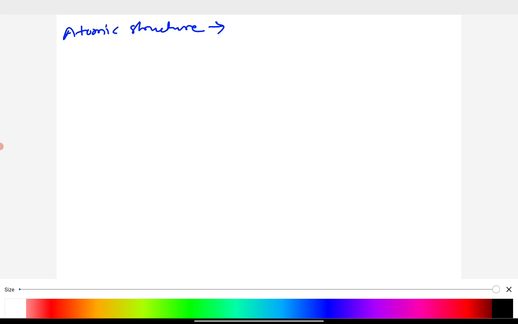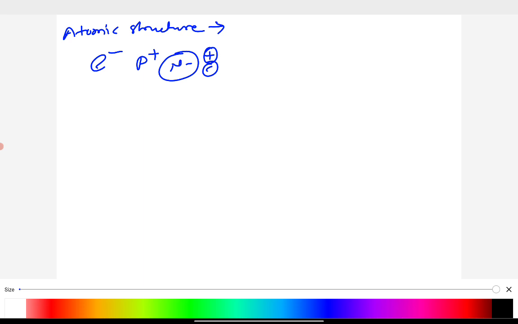So all atoms are made of electrons, protons and neutrons. The electron carries a negative charge, the proton carries a positive charge, and the neutron is neutral. It means it does not carry either a positive or a negative charge.